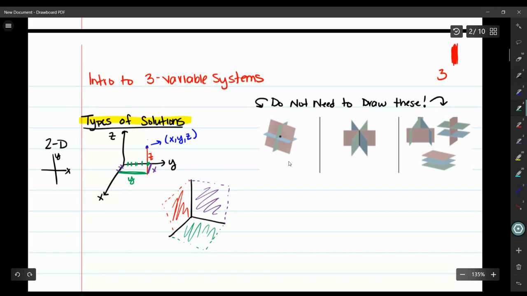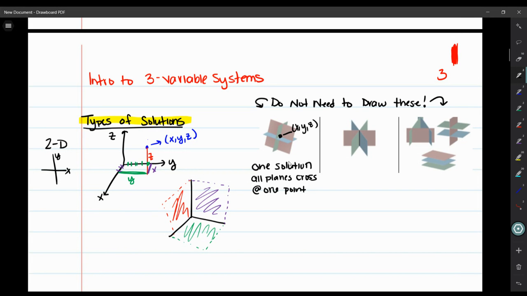So these are the three types of solutions you can have. In the first case, this is your regular one solution type. The important part about this picture is that all planes cross at that single point. All planes cross at one point. That's still one solution. This coordinate point, x, y, z, is your solution.